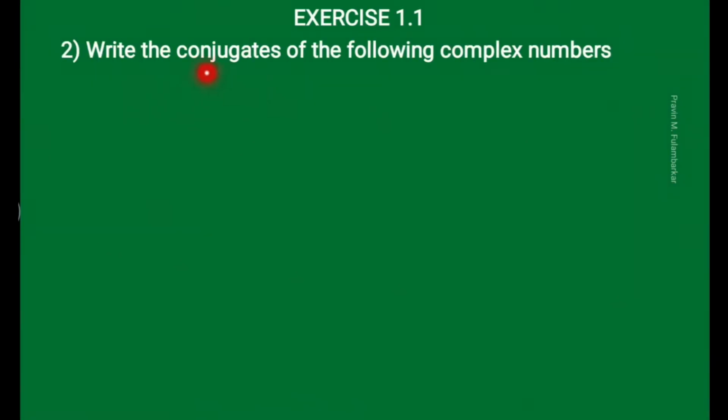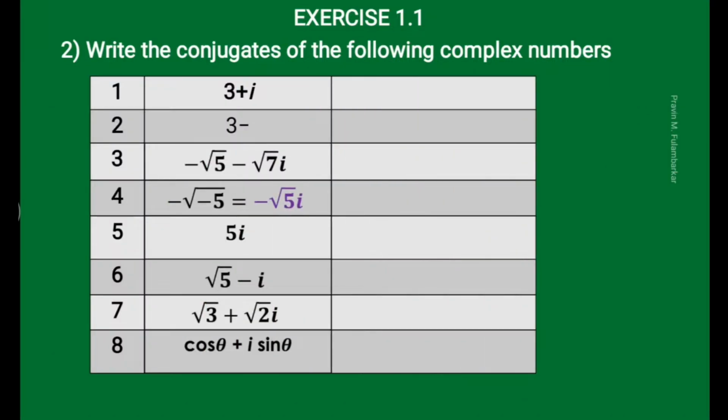Question second. Write the conjugate of following complex numbers. So for this we already solved one activity. So we write that question in the form of activity also. So we have to find the conjugate of 3 plus i. Guess what will be the conjugate of 3 plus i? That is 3 minus i.